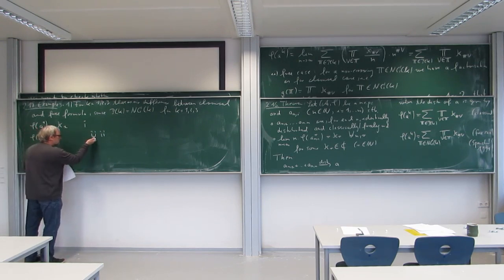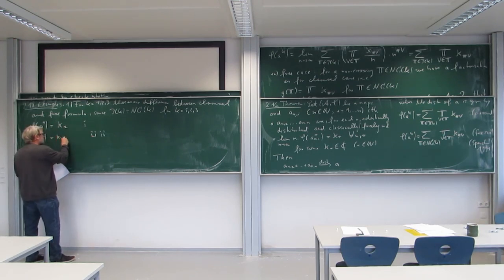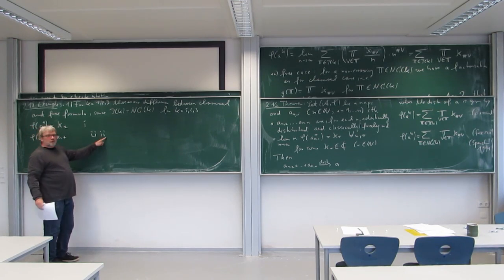I get a contribution for this one. I get a kappa where the index is the number of blocks, so this is kappa 2. And then I get a contribution for the other one. What is the contribution? I get a product, a factor for each block. So I get kappa 1 times kappa 1.